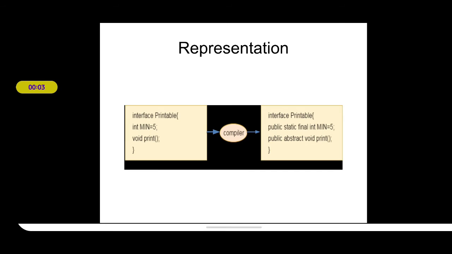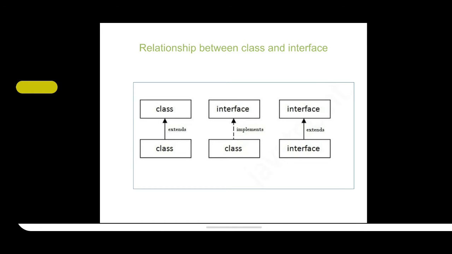Now this figure shows us how exactly our Java file appears in the class file after the compilation. Here in front of int min equal to 5, the compiler added public static final, and public abstract void for the void print function, because all the fields in the interface are public, static and final by default.